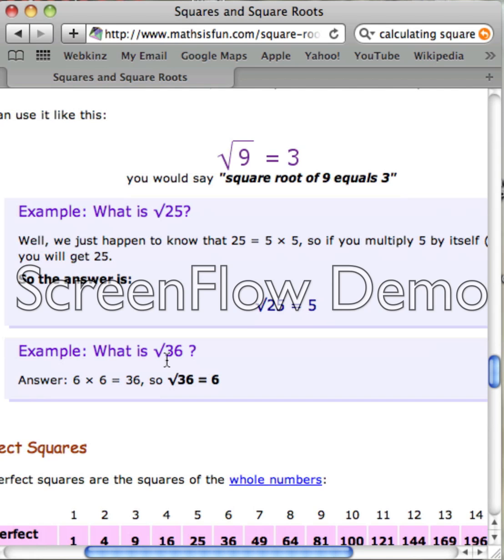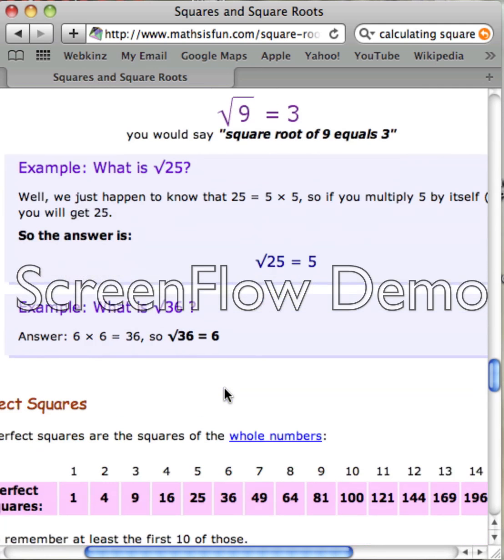What's the square root of 36? Well, the answer is 6 times 6 equals 36. So square root of 36 equals 6.